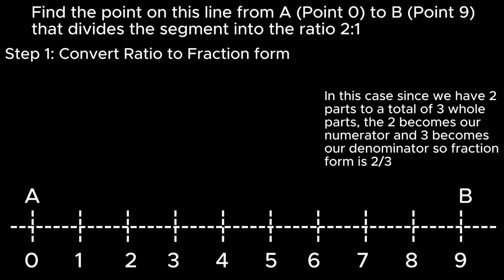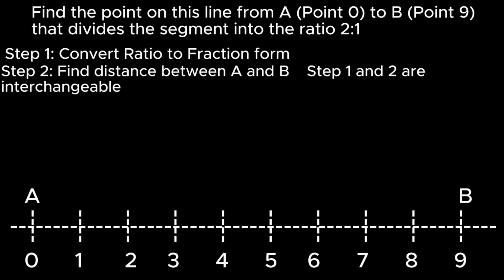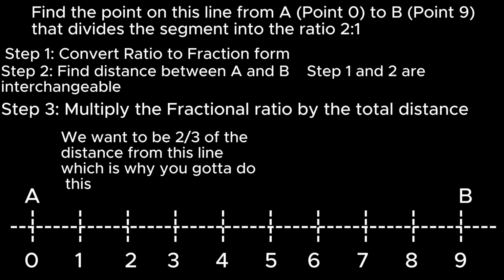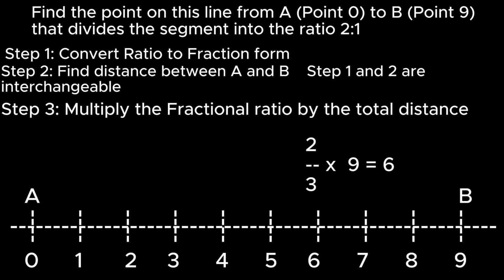Next, you want to find the distance between A and B. In this case, this is just going to be 9. Now you multiply the fractional ratio, which is 2 out of 3, by the total distance, which is 9, because we want to find the proportion of that whole distance. So 2 out of 3 times 9, we're just going to get 6.